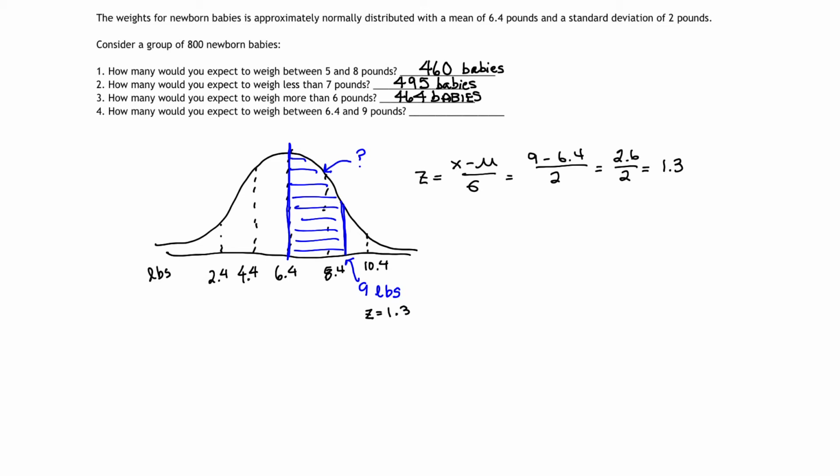And the cool thing about it this time is, when we calculate the area using our table, we are simply going to get the exact area that we need. Our table gives us the area in between our mean, where z is 0, and our z value. So that's actually the area we need. How many babies fall with a weight in between 6.4 and 9 pounds? Well, let's go to our chart.